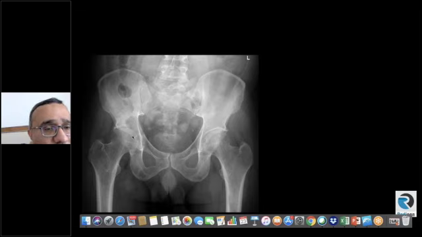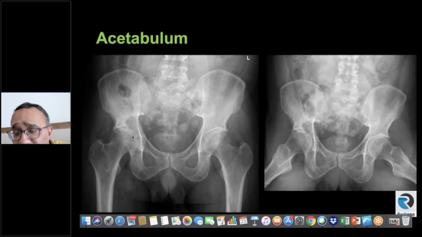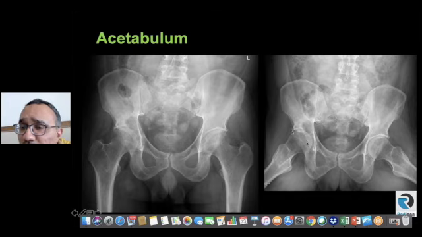So we looked at the iliac blades, sacrum, looks fine. Then suddenly your eye catches this abnormality in the right acetabulum. And if you ask for another view, then it becomes more obvious. So there is a large lytic subarticular lesion in the right acetabulum.